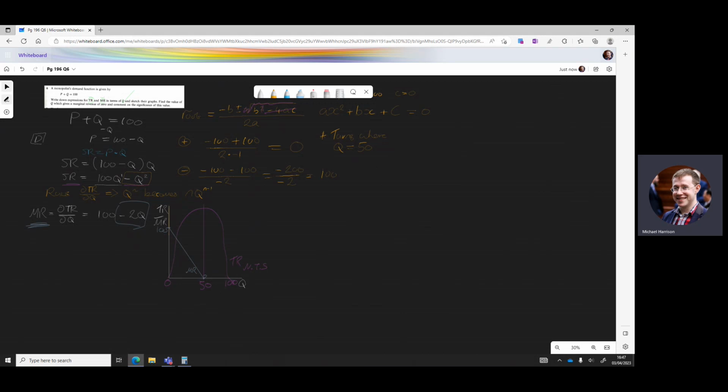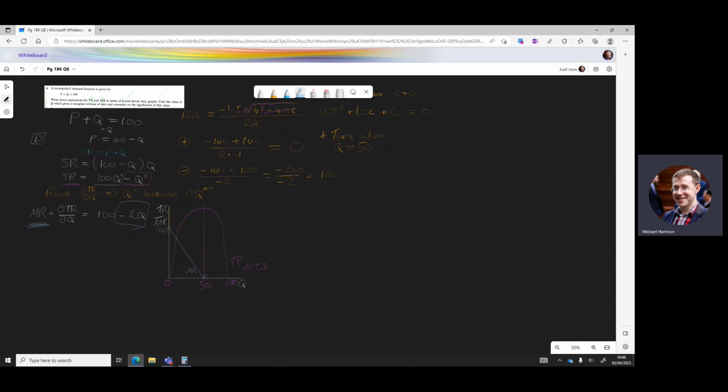So I've been asked to sketch the graphs and I've done it, so I'm up to there. The next part is asking me, find the value of Q which gives a marginal revenue of 0, and comment on the significance of this value. Well, actually, I don't need to do anything further because I've actually managed to work out where marginal revenue is equal to 0. If you look at the diagram we drew, we know that marginal revenue is extinguished such that Q is equal to 50.